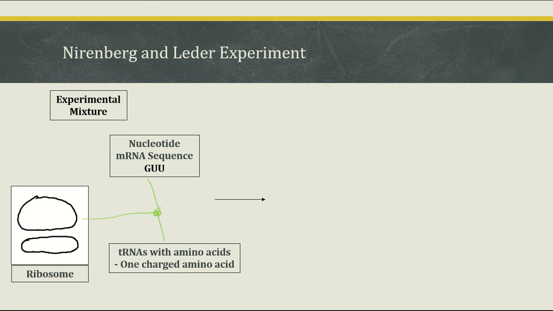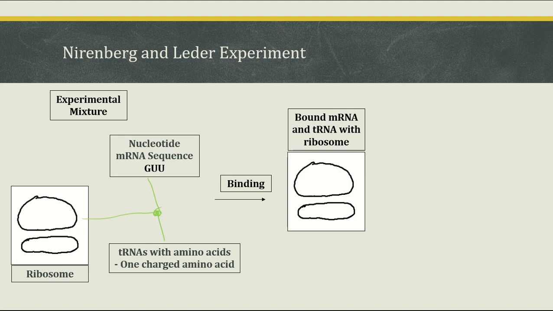After combining all components, the ribosome bound the mRNA and the corresponding tRNA with amino acid that matched the mRNA codon. In this case, the mRNA sequence is guanine uracil uracil, and the corresponding tRNA sequence is cytosine adenine adenine, with the amino acid being valine.